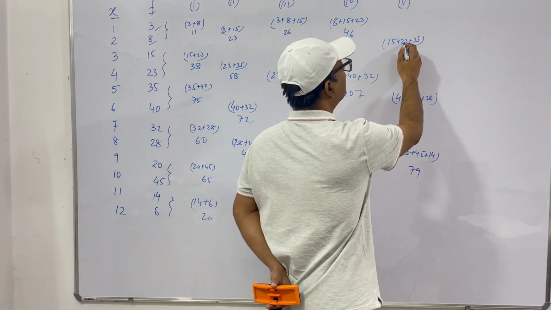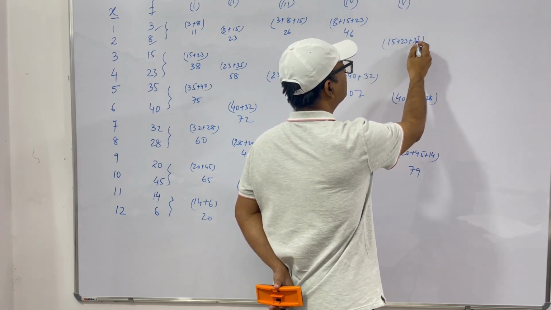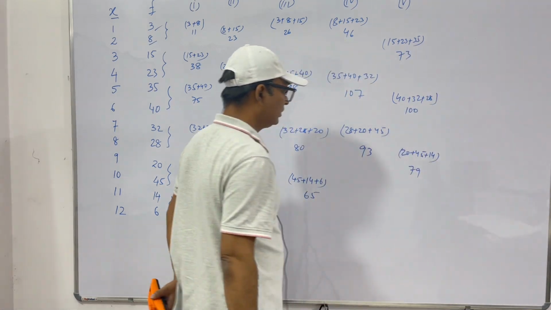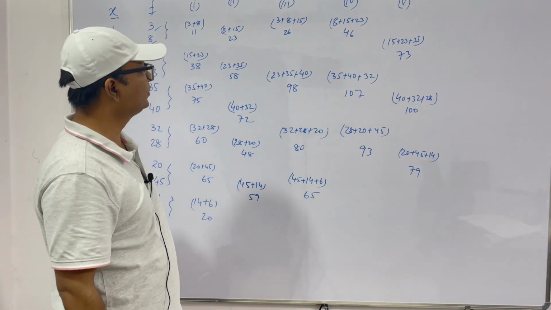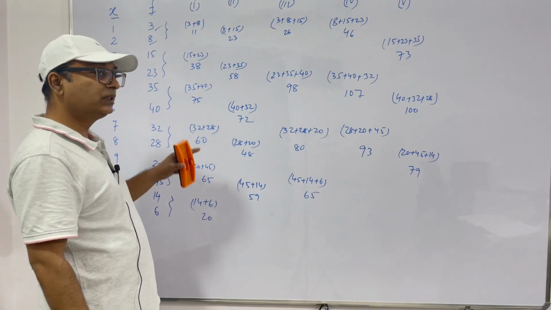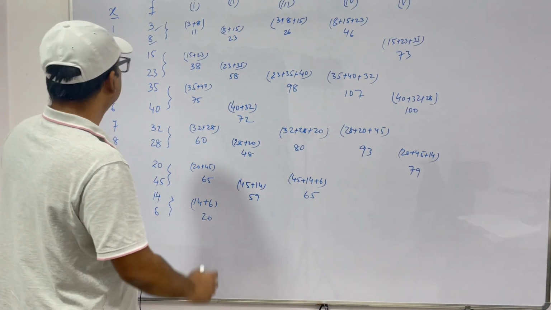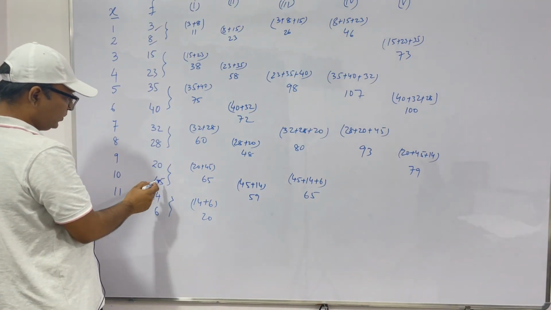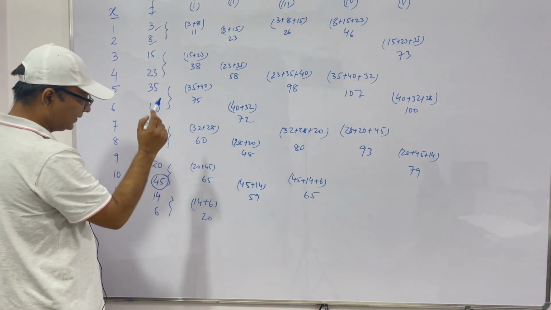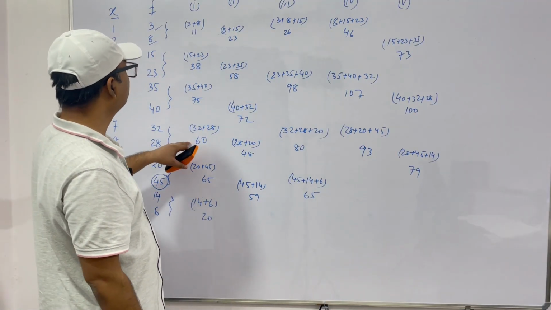15, 23, 38 and 35. So this is 73. So our table is ready. Now what do we do? In every column, we find the highest frequency value. In this column, the highest frequency was this 45.